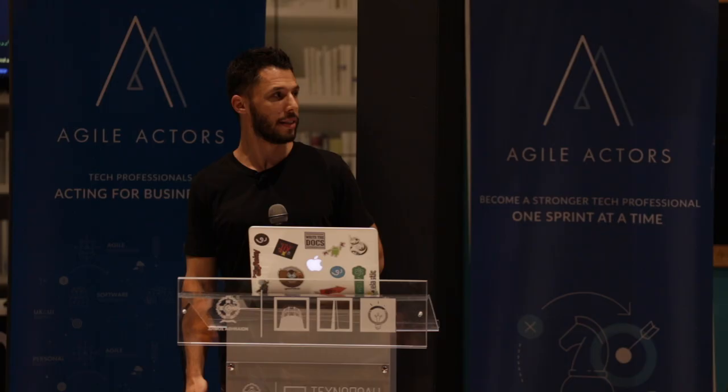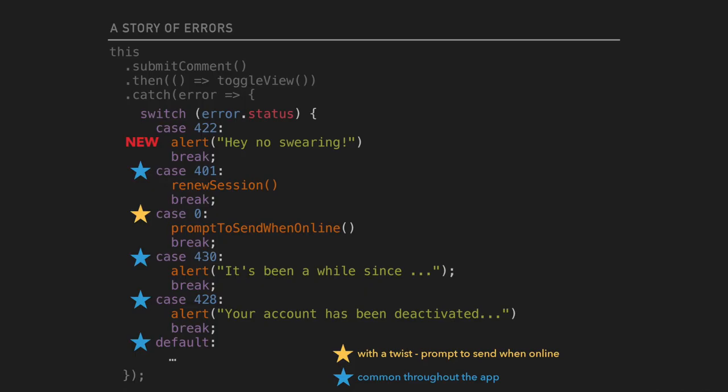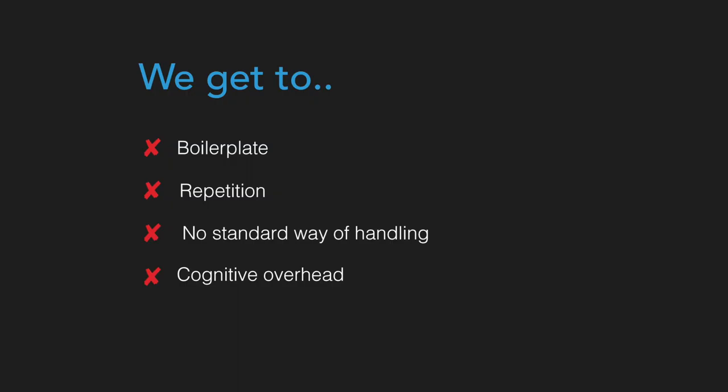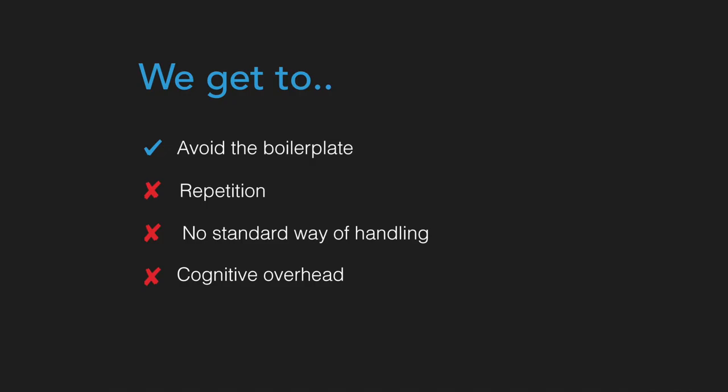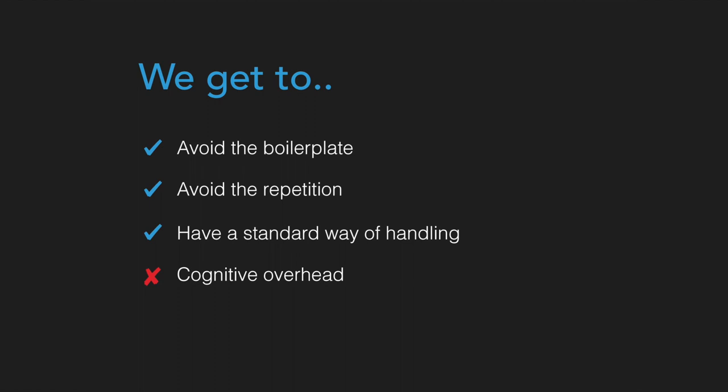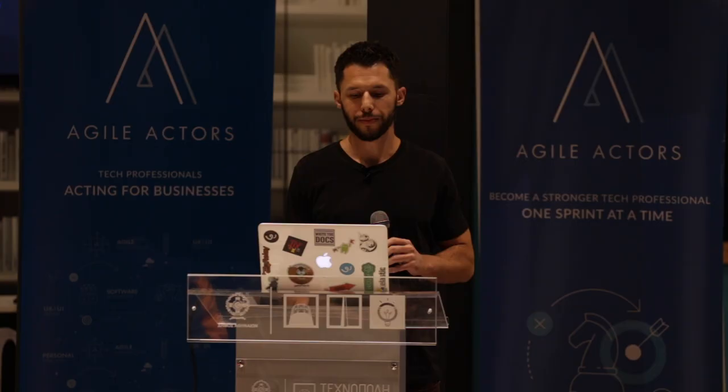Back to our story. This is the error handling code that Jesse had to write. Okay. And this was the only new stuff that he had to write, and this turns into that. Okay. So it's not just fewer lines. I believe it's more expressive. You get to know what you're dealing with instead of using arbitrary numbers and stuff like that. And at least it's a standard way of dealing with things. So we go from boilerplate to avoiding the boilerplate. Specified only once. Repetition. No standard way of handling. We do have a standard way of handling now. And the cognitive overhead, I think it gets completely eliminated. That's all. There is no error you can't handle with our new library.